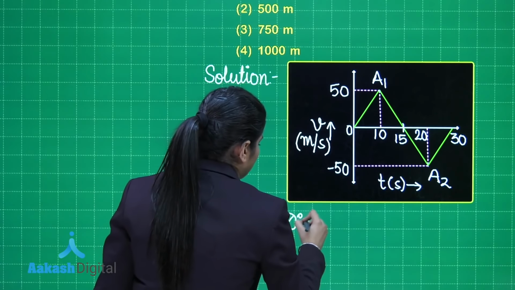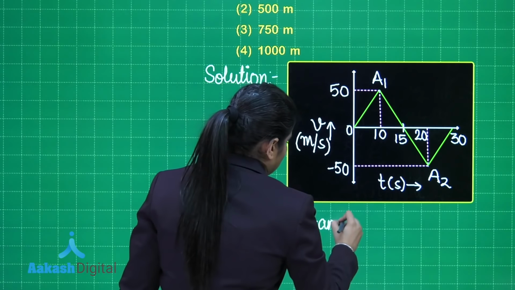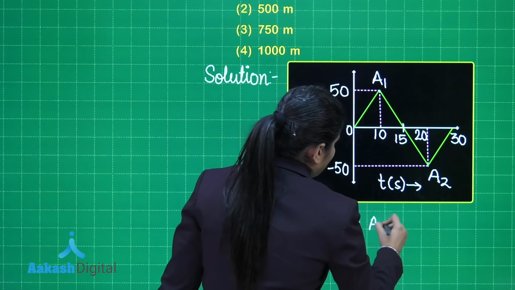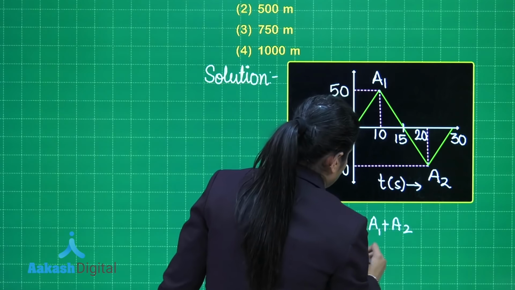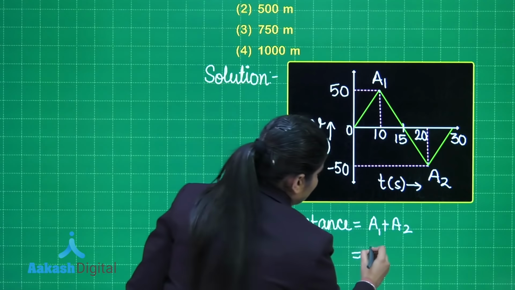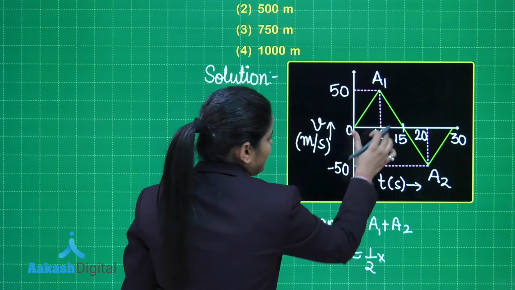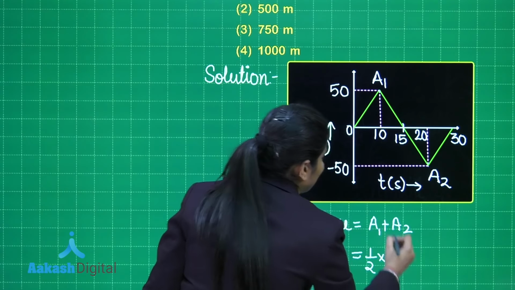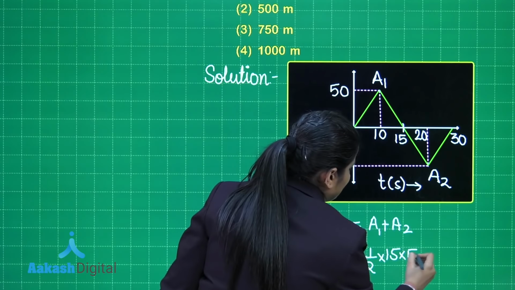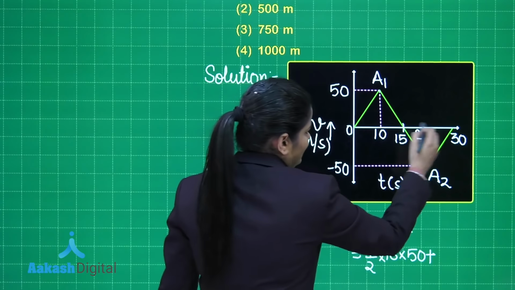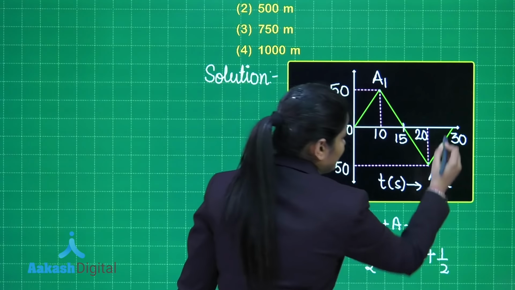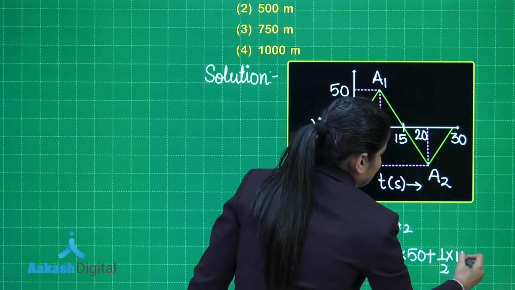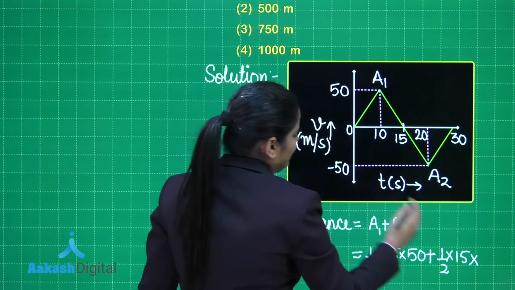is simply going to be the sum of A1 and A2. The area of this triangle is going to be half into base into height. What is the base? That is 15. What is the height? That is 50. Plus, again the base is 30 minus 15, that is 15, and the height is going to be 50.